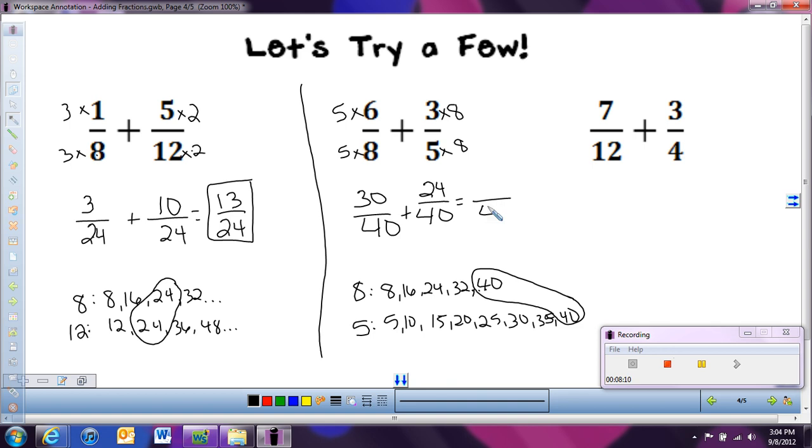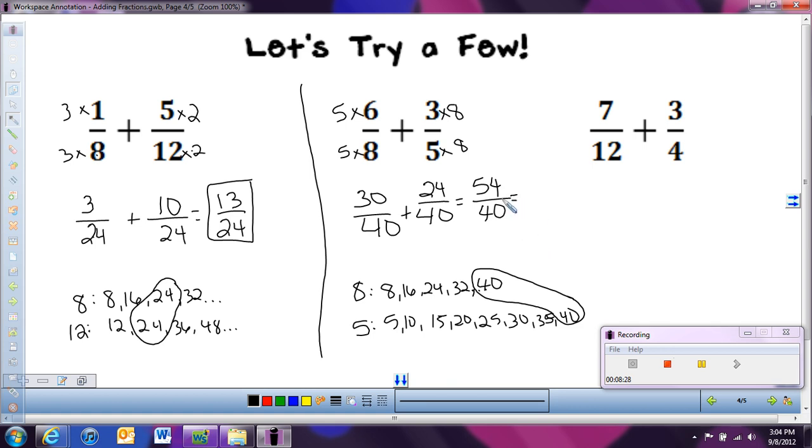Remember, we leave the bottoms the same, but we're going to deal with the top. So 30 plus 24 is 54. Now in this case, I'm not done yet because I have an improper fraction. I have 54 40ths. The top number is bigger than the bottom one, so I need to change it into a mixed number for my final answer.